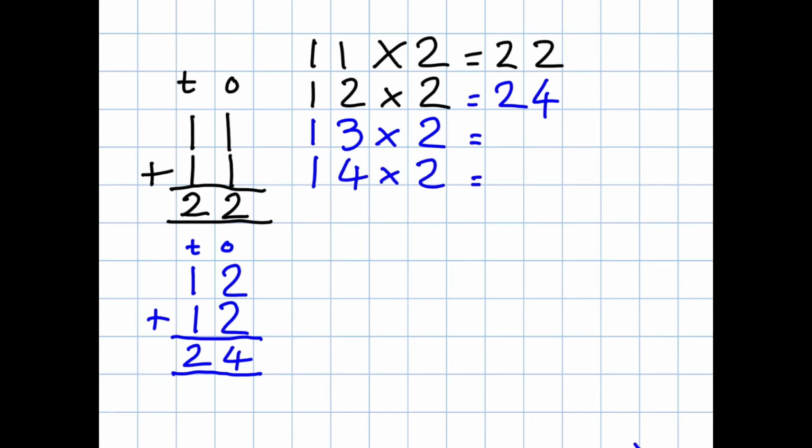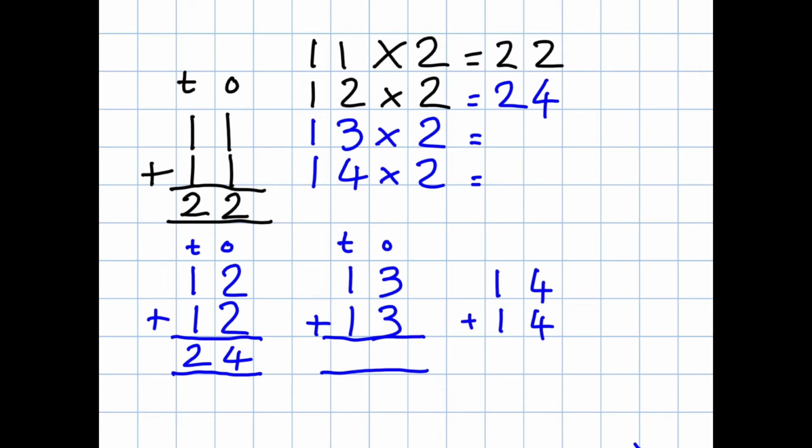So I'm going to show you how to write them out, but then I want you to work out the answers. So we're going to put 13 up the top, 13 down the bottom, because it's double 13. Those are the 10s, those are the 1s. See if you can work that one out. Then we're going to do 14 and 14. Those are the 10s and those are the 1s.